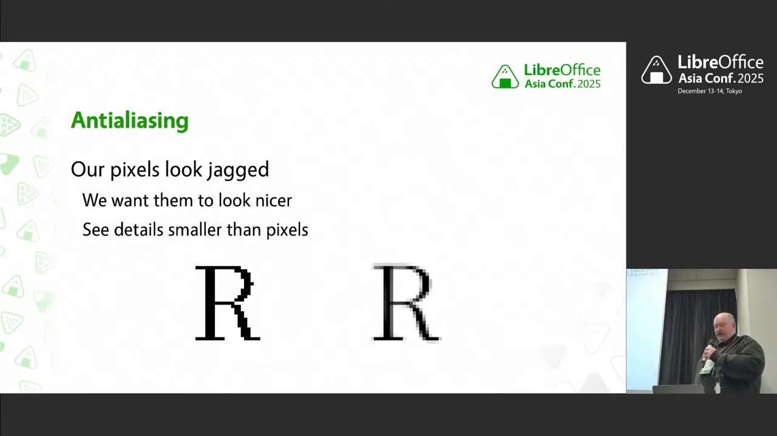All right. Now, currently we have rasterized glyphs, but they don't look very nice. Remember, we used one representative point per pixel, and this leaves us with very jagged looking glyphs. We want them to look nicer. More importantly, we want to be able to represent sub-pixel details on screen.